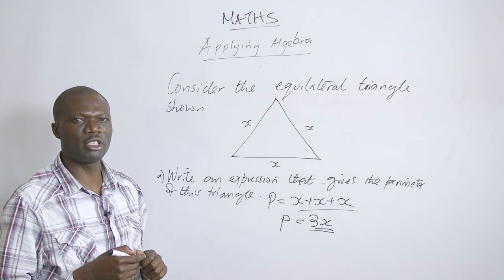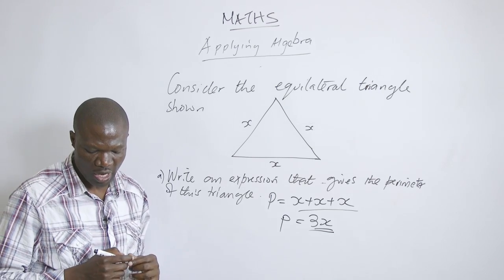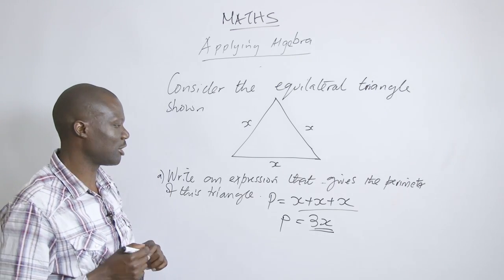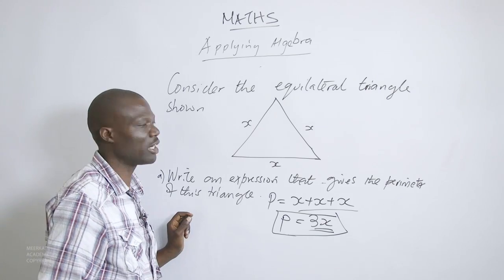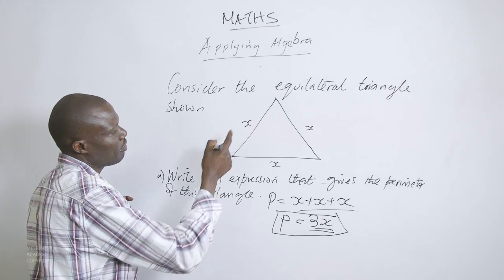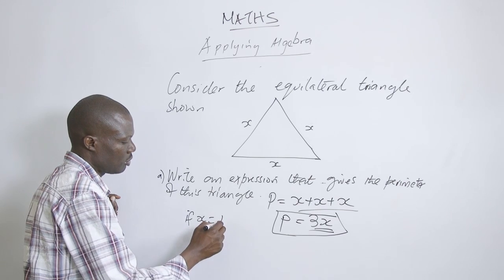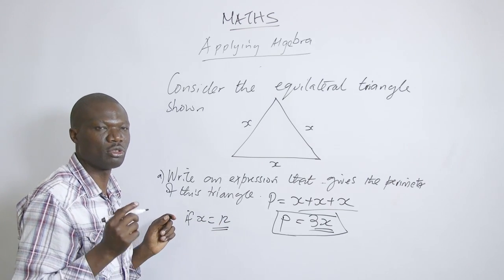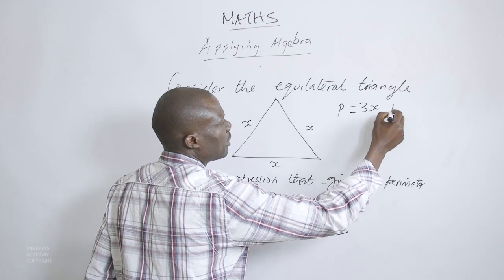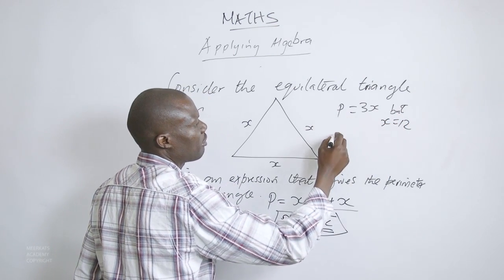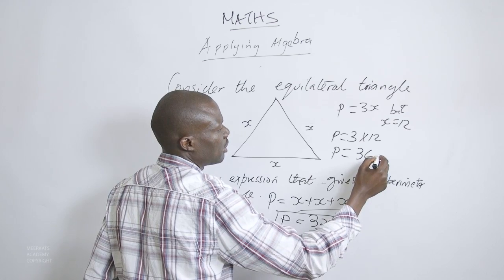Now, the second part of this particular question is telling us, using this expression that we have, find the perimeter if x is equal to 12. Using the expression that we have calculated here, that is P is equal to 3x. Use this expression to find the perimeter of this triangle if x is equal to 12. So we find that P is equal to 3x, but x is equal to 12. So we shall have P is equal to 3 multiplied by 12. P is equal to 36.